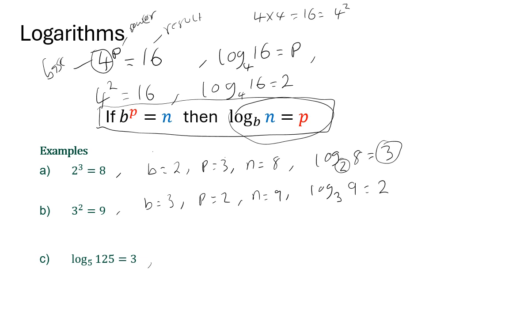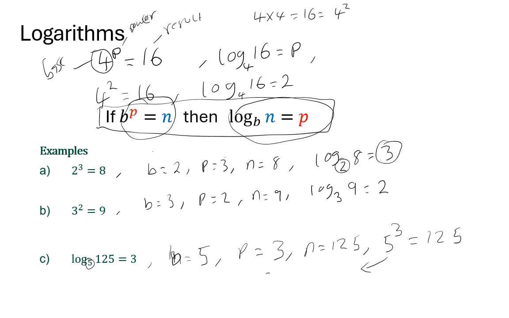So for this one, let's start with b as usual. Our base is 5 here. Our p, that is our result, our power is 3, and our n is 125. So we can just write it in this form: b power p, that is 5 power 3, is equal to 125. Remember, 5 power 3 is just 5 times 5 times 5. If you multiply it, 5 times 5 will give you 25, times 5 will give you 125.